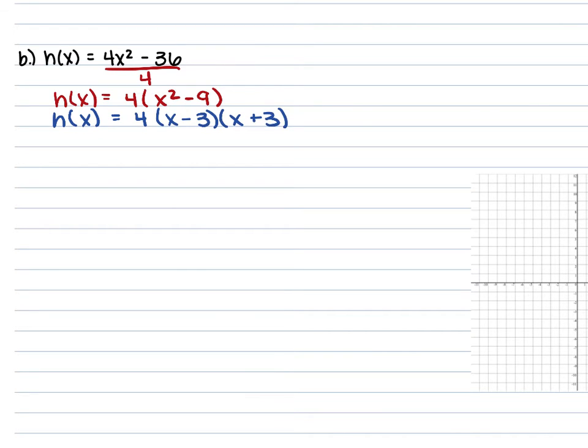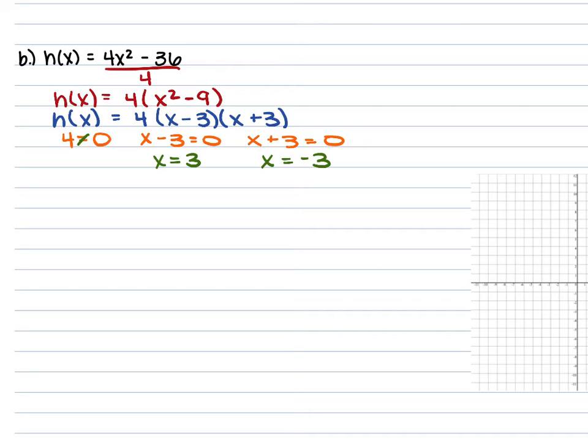To find our zeros, our x-intercepts, we're going to take each part, set it equal to 0, and then solve. That 4 is equal to 0, cancel it out, cross it out, don't work with it. The x minus 3 is equal to 0, add the 3 to both sides, you get that x is equal to 3. The x plus 3 is equal to 0, subtract the 3 from each side, you get that x is equal to negative 3.